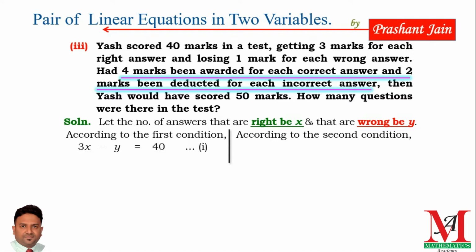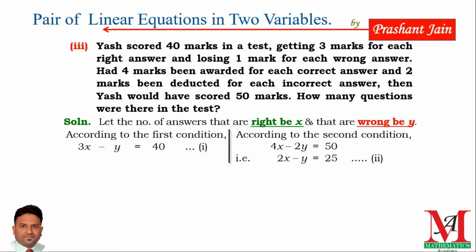In the second condition, the number of questions is the same, but the marking is changed. How? 4 marks for each correct answer, and the number of correct answers is x, so the marks we get are 4x, and 2 marks are deducted, so minus 2y, because the wrong questions are y, and we get 50 marks. Let it be the second equation. We have two equations, and we have to solve them. We can use any method.